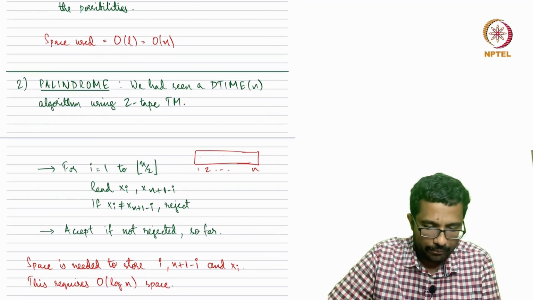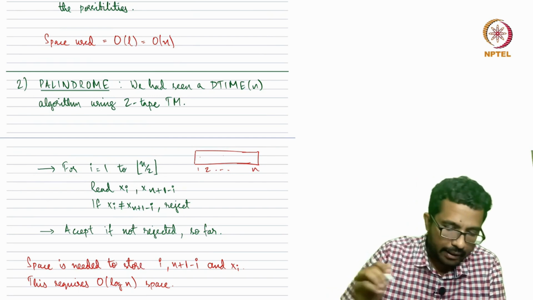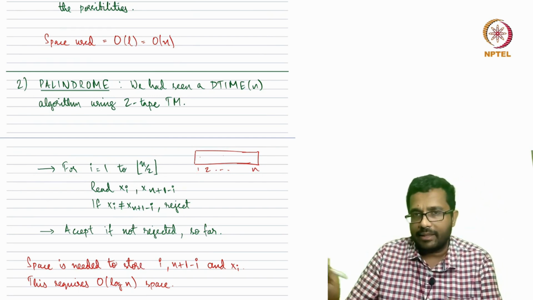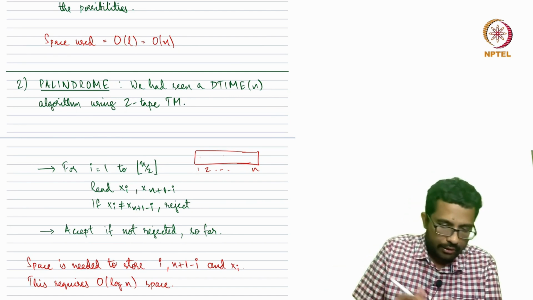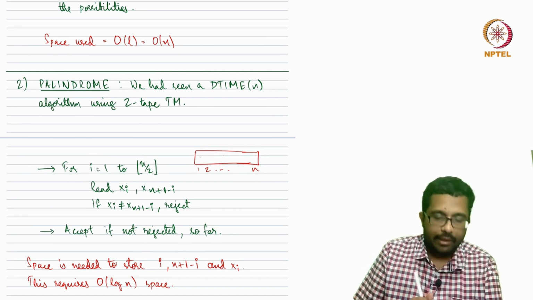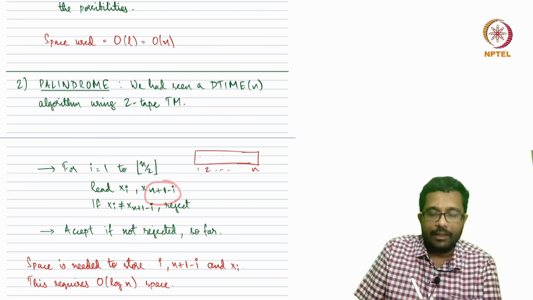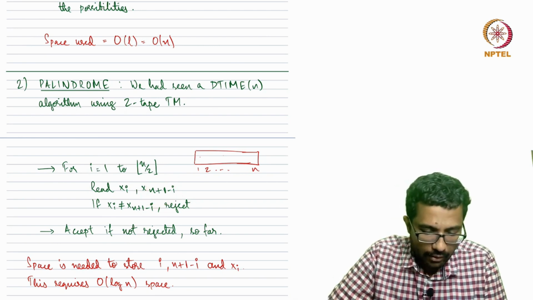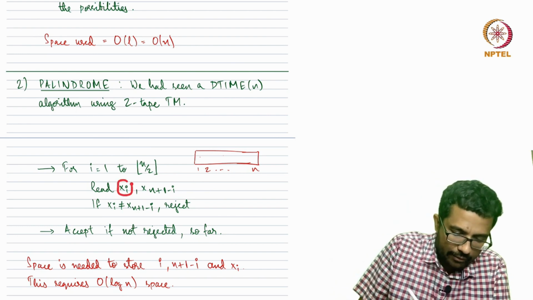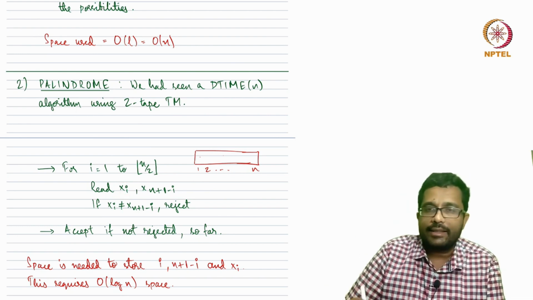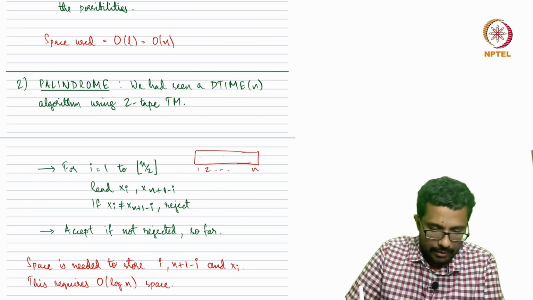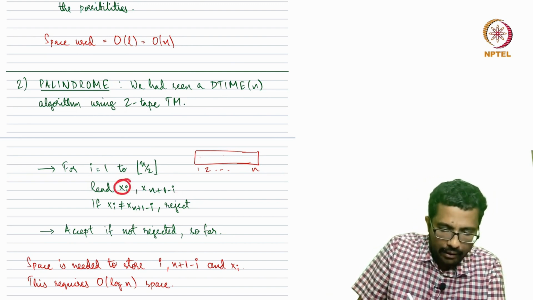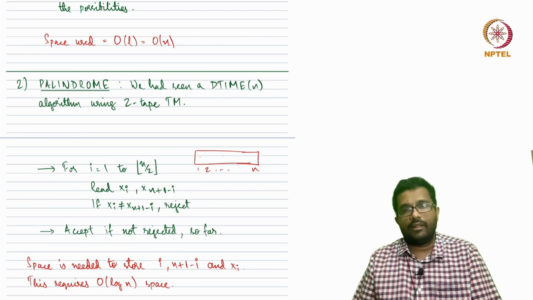How much space is required? The only space required is to maintain a counter for the position: position 1 or position n, or position n plus 1 minus i, or position i. So this counter i we need to store. We also need to calculate n plus 1 minus i. These two things we need to store. And then we need to remember xi, which is a single symbol, when we go to x(n+1-i). So basically we need to remember i, n plus 1 minus i, and xi, and then go to x(n+1-i).